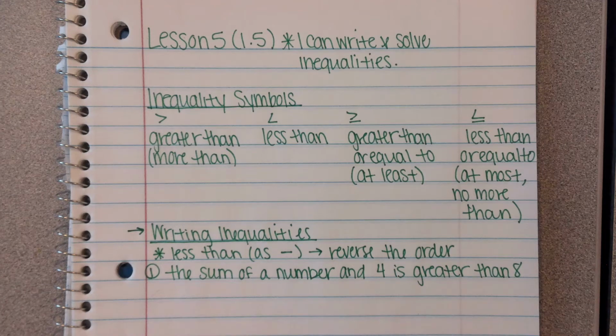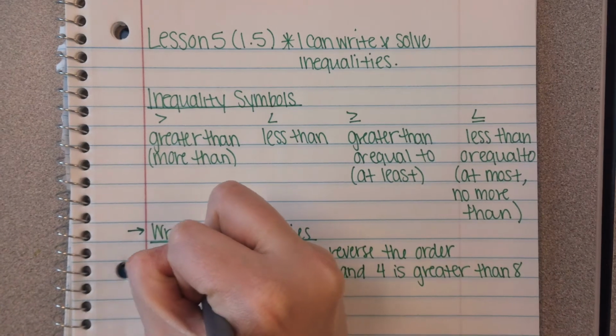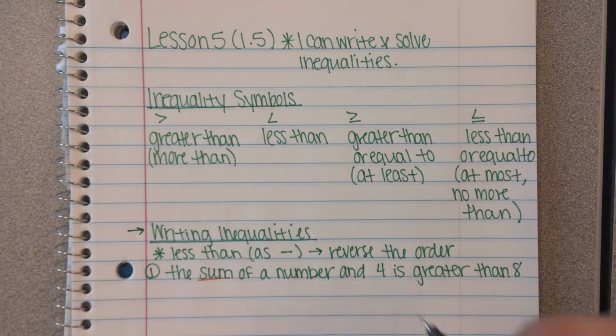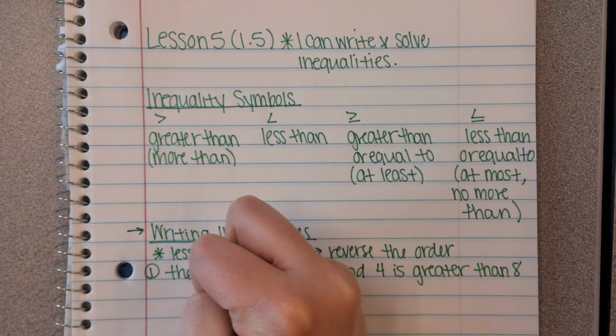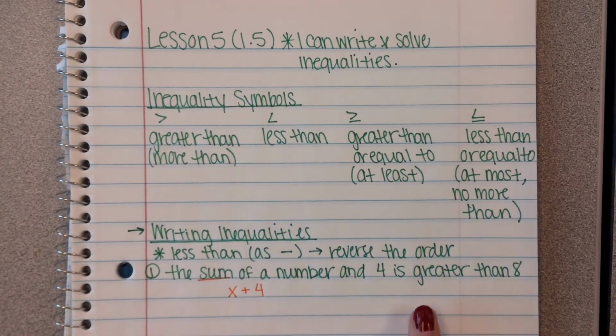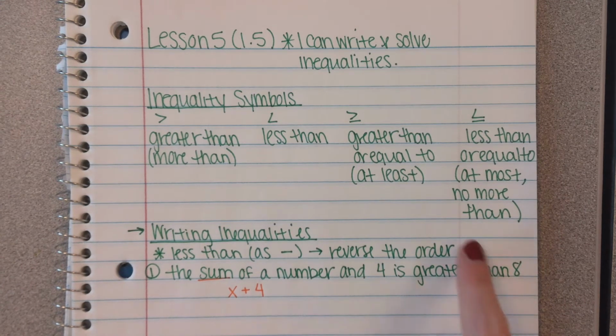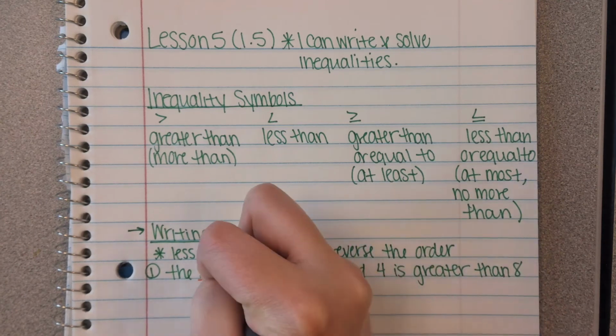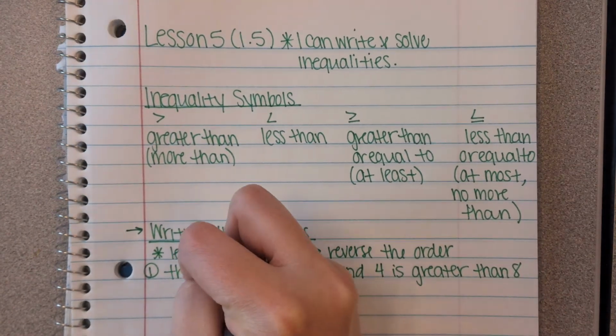So the sum means addition, and we're adding some number and 4. So let's say our number is x, and we're adding 4, and it says this sum is greater than 8. So we look for the greater than symbol. There it is, and it's greater than 8. So that is our answer.